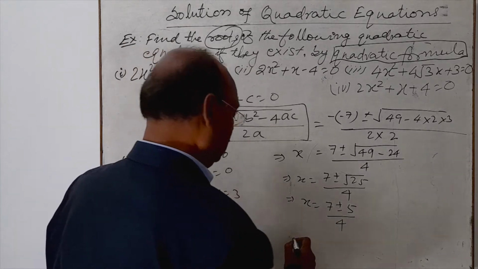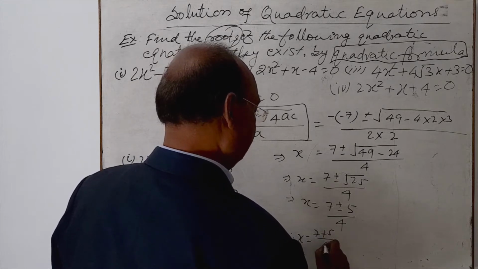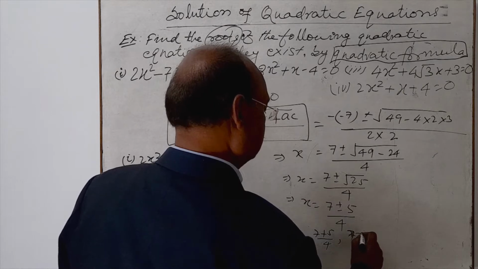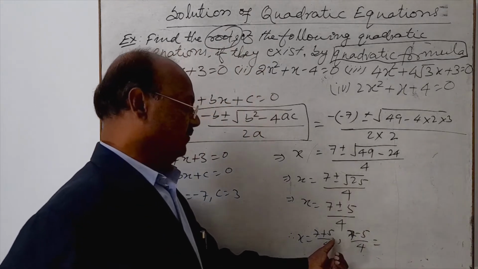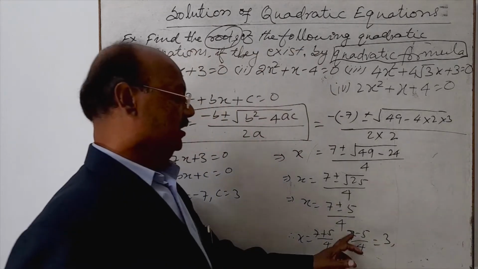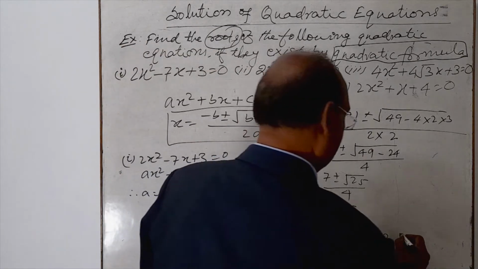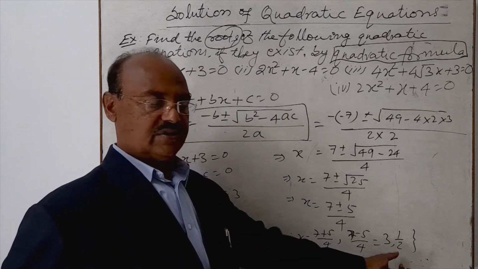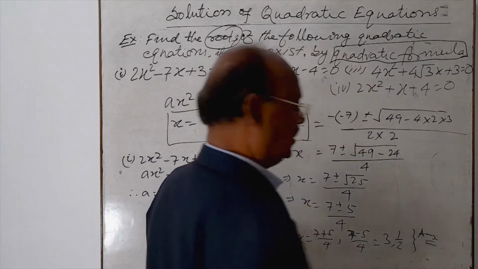So therefore, you will get x is equal to 7 plus 5 by 4, and another value is x is equal to 7 minus 5 by 4. So 7 plus 5 by 4 means 12 by 4, that is 3, and 7 minus 5 by 4 means 2 by 4, that is 1 by 2. So these are the roots, these are the solutions of this quadratic equation. So we get the answer here.